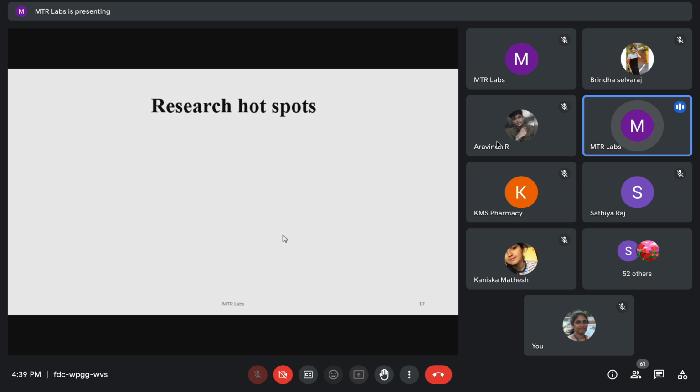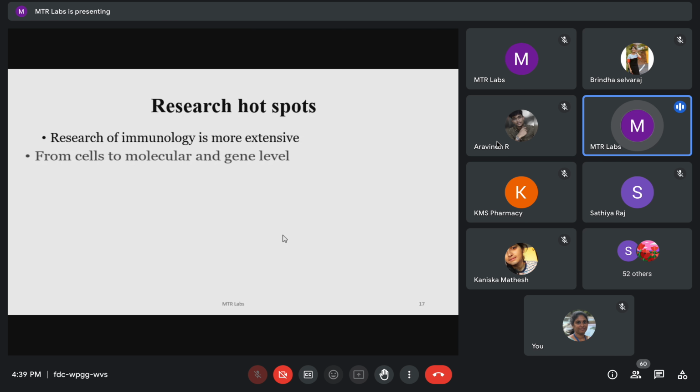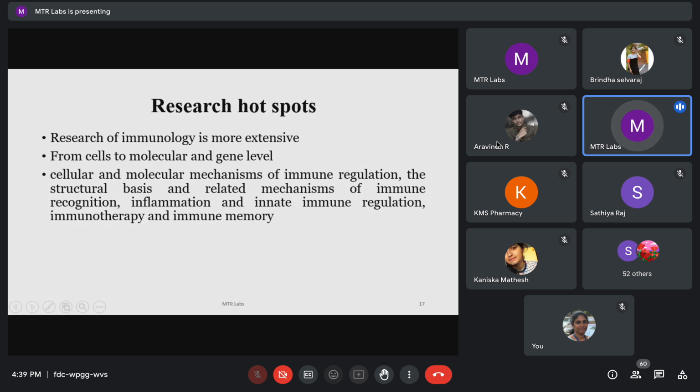To let you know the research hotspots in immunology, there is extensive research going on, as the subject in itself is very vast and there is more to learn. There is extensive research going on in immunology from the cell to the molecular and gene level, mainly involving the cellular and molecular mechanisms of immune regulation, structure-based immune recognition and related mechanisms, inflammation, innate immune regulation, and immunotherapy, which is again a very crucial part now. It has been very supportive for many diseases nowadays, and then the immune memory.